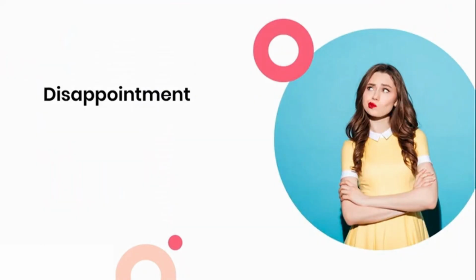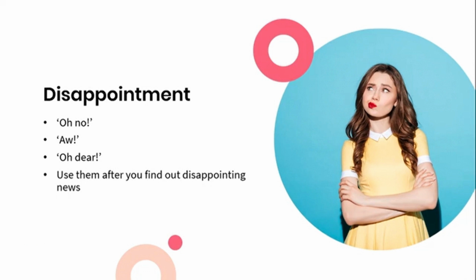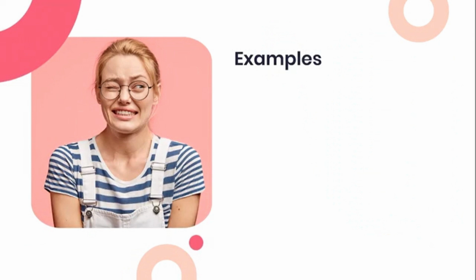The next type of interjection is interjections for disappointment. Some examples are, oh no, aw, and oh dear. You can use these interjections after you find out disappointing news. For example, the TV is broken. Oh no, I wanted to watch TV tonight!